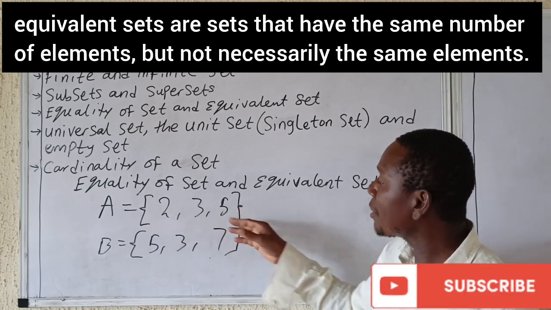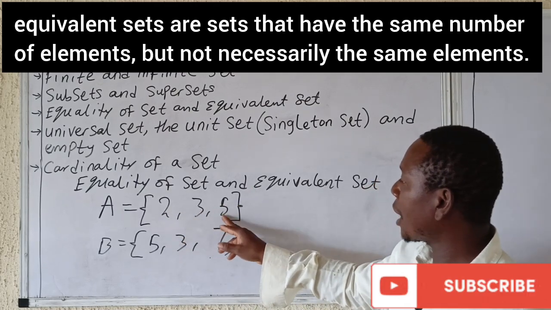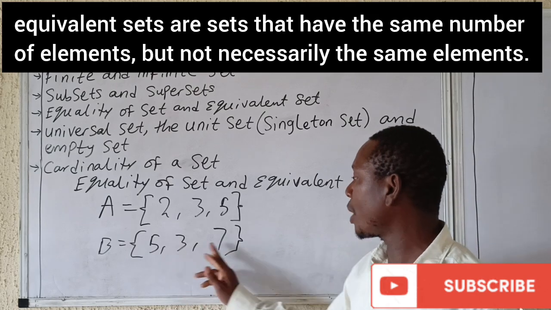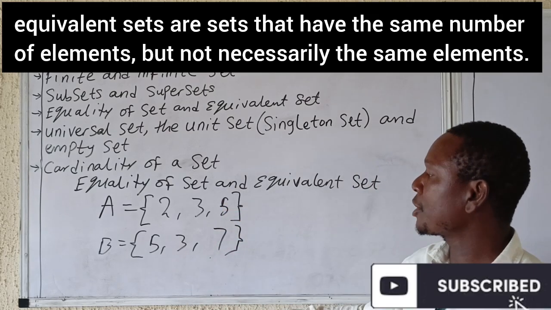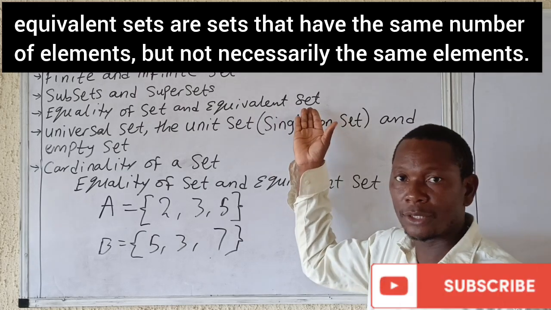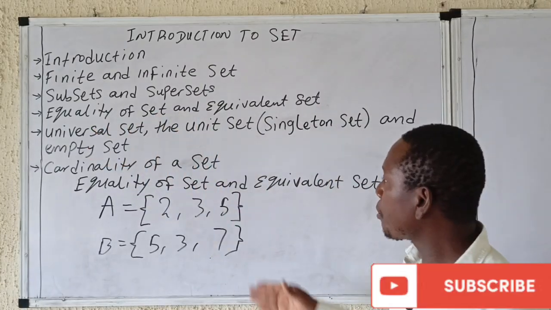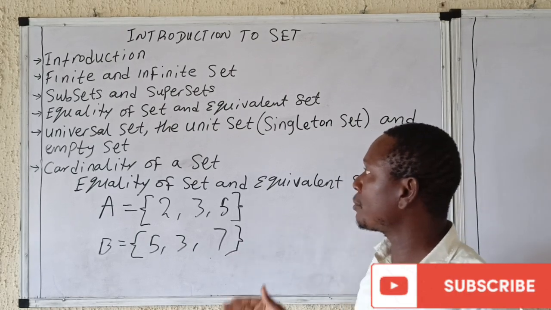They possess the same number of elements. We have 3 elements here, element 1, element 2, and element 3. We have element 1, 2, and 3. So we have 3 elements here, 3 elements here. So both sets are said to be equivalent. So they are equivalent sets, not equal sets. All right. So please note the difference between equivalent set and equal set.